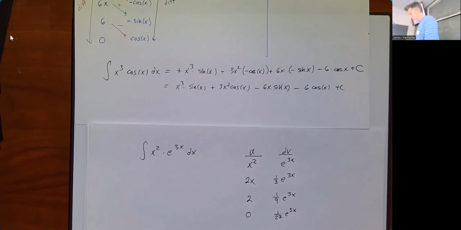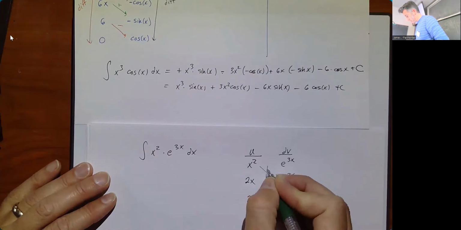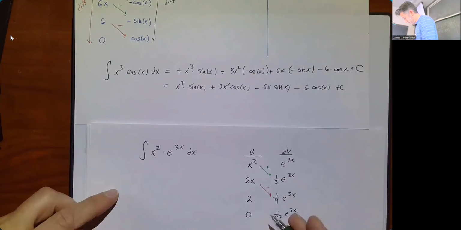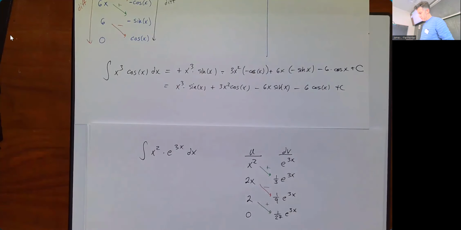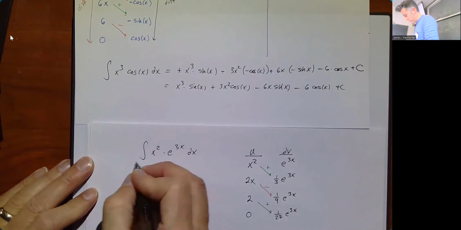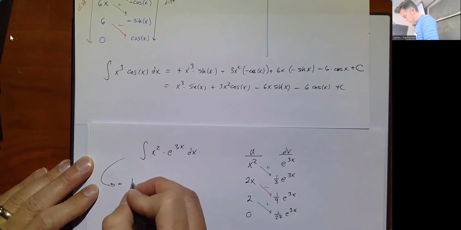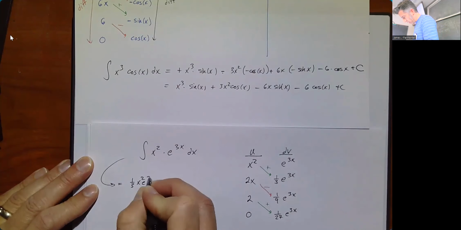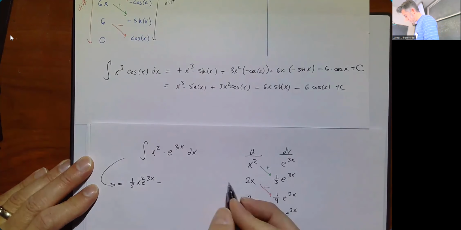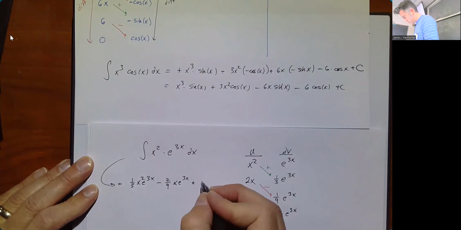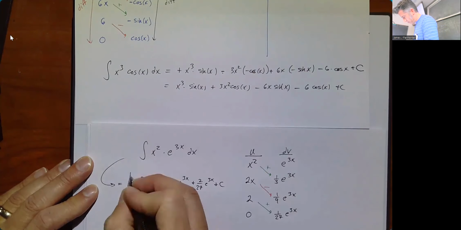So then my answer is going to be plus, minus, plus. So doing this the fast way, we end up getting that this is equal to 1/3 x squared e to the 3x minus 2 times 1/9 is 2/9 x e to the 3x, plus 2 times 1/27 is 2/27 e to the 3x plus c.